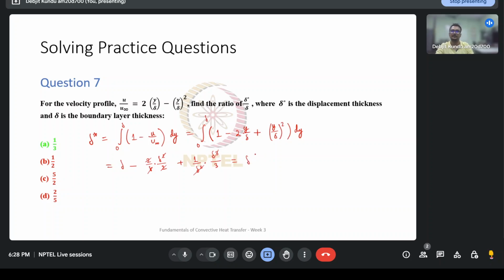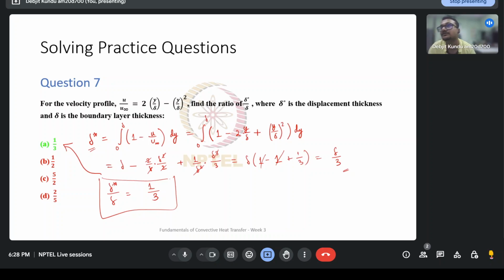So if we take delta common, we are left with 1 minus 1 plus 1/3. So 1 and 1 cancel out and we have delta over 3. So it's basically delta star equal to delta by 3. If we take the ratio delta star by delta, we get 1 over 3. And that corresponds to option number 1, that is 1 over 3. That's how we get this ratio delta star by delta for the given velocity profile.